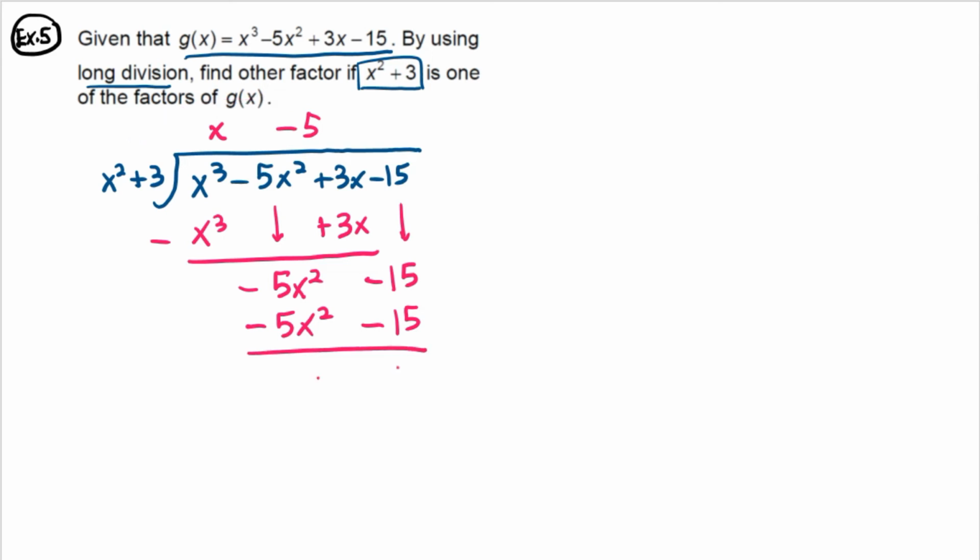Why? Because we know that this is the factor of gx. When x squared plus 3 is the factor, of course the remainder should be 0. So now we can write back. We know that gx or px is actually equal to qx, the quotient, multiplied with the divisor plus the remainder.